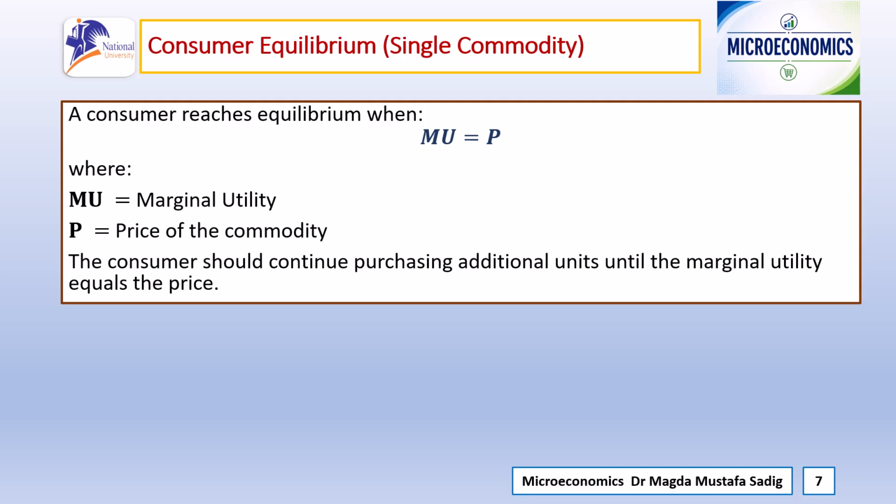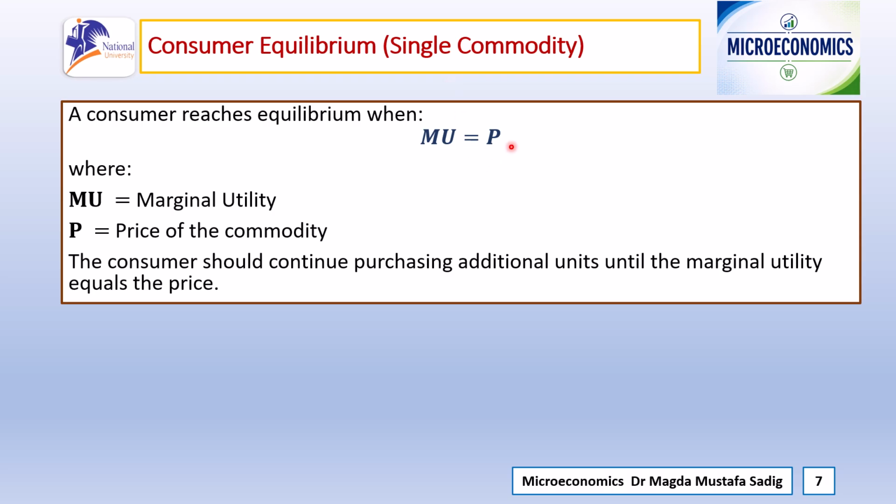Let us come to consumer equilibrium for a single commodity. Now let us answer another important question. How does a consumer know when to stop buying? According to the cardinal utility theory, the consumer reaches equilibrium when the marginal utility from the last unit purchased equals the price paid for that unit.